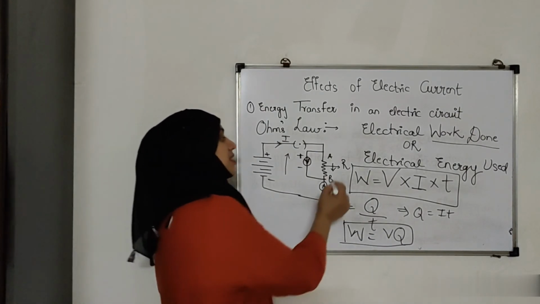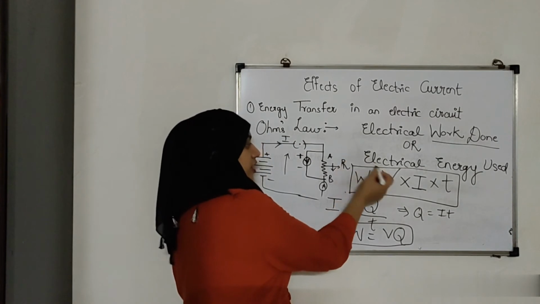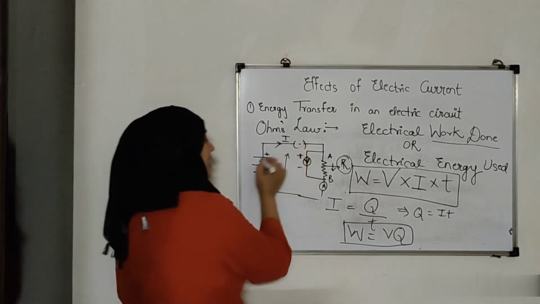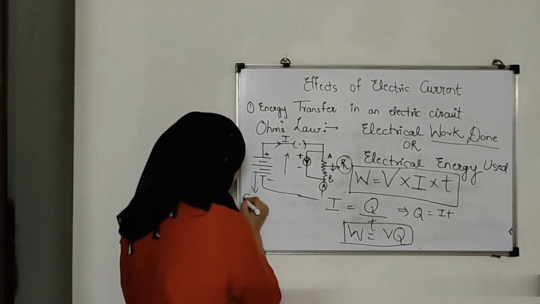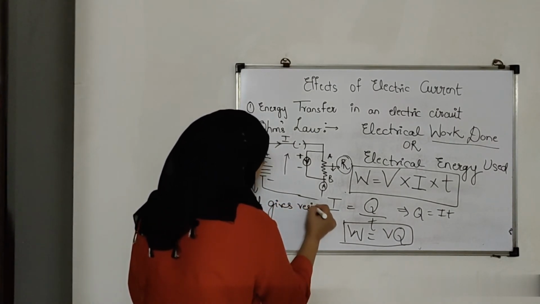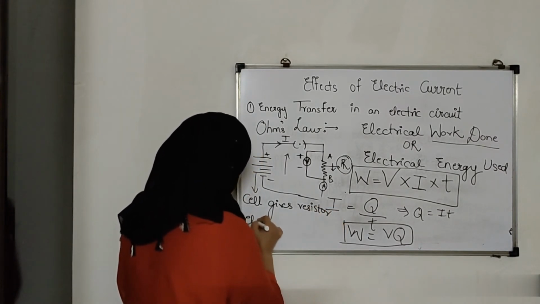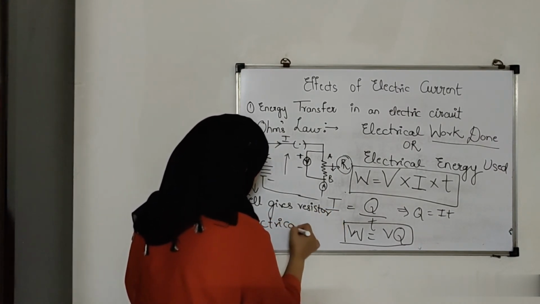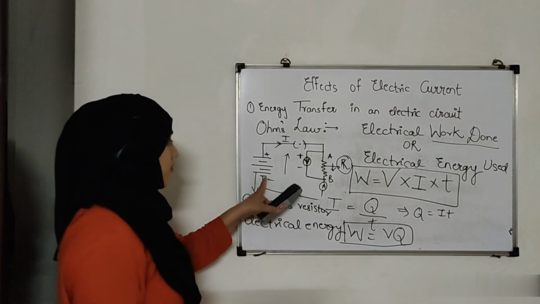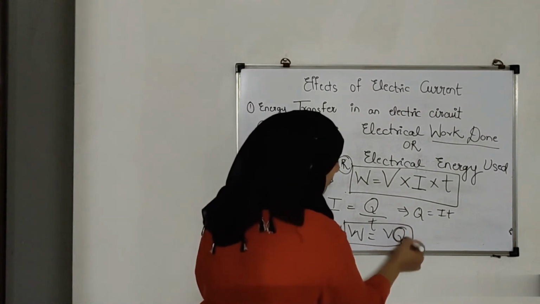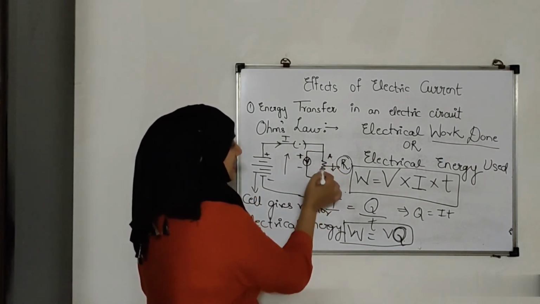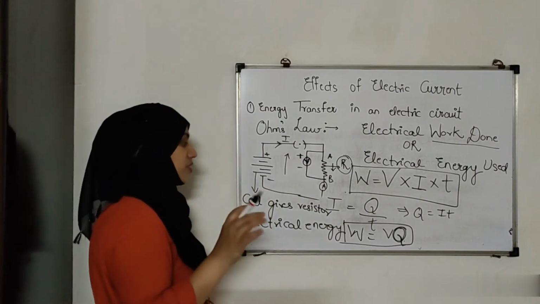Now see, this resistor is getting electrical energy. Who is giving the resistor electrical energy? This cell is giving the resistor electrical energy. The resistor is getting the energy from the cell in which form? By the help of charge Q. Through Q, the resistor gets the energy from the cell. Okay, this much we have to remember.